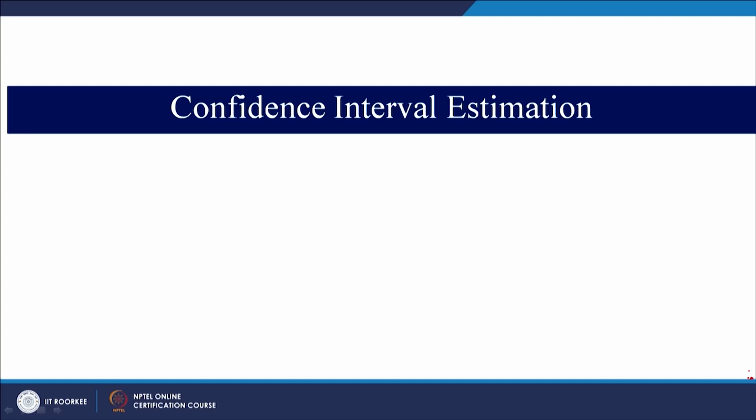And I said there are two types, or two methods, of inferential statistics. The first one is estimation, and the second one is hypothesis testing. So we'll look at the first one, which is estimation, or rather, first the confidence interval estimation.